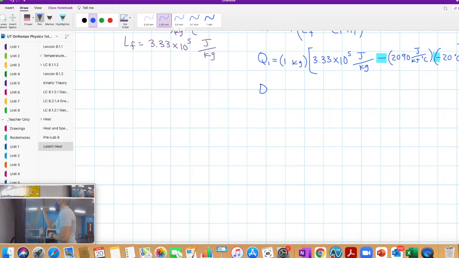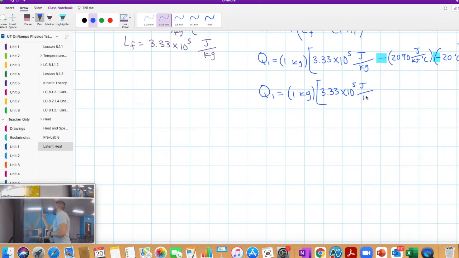That'll be heat required equals 1 kilogram times, there you go, plus 2090 joules per kilogram times degrees Celsius times 20 degrees Celsius.